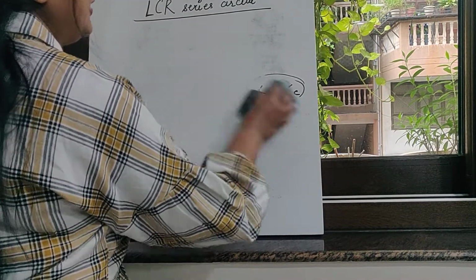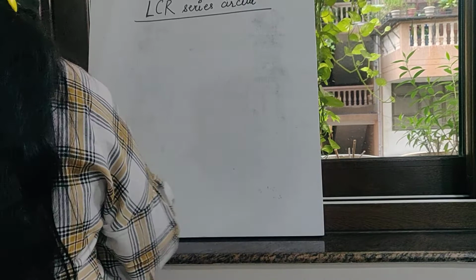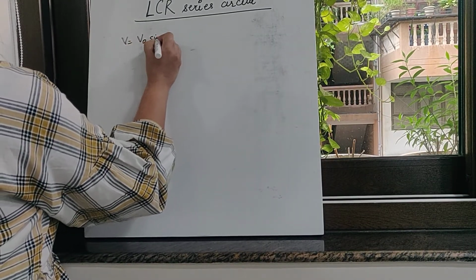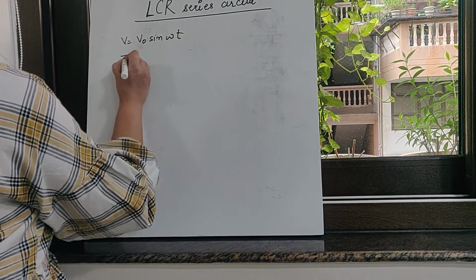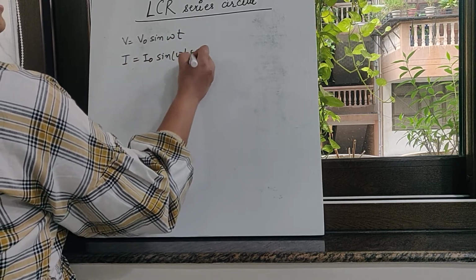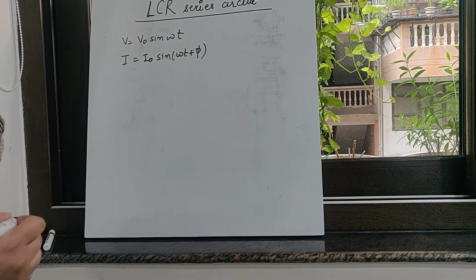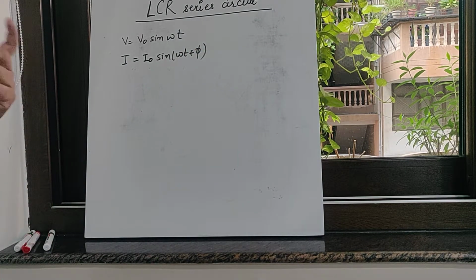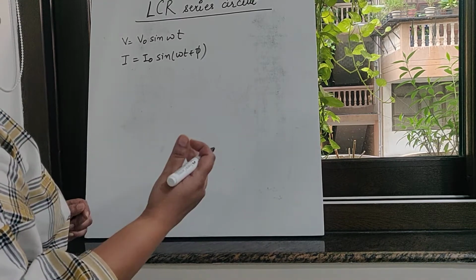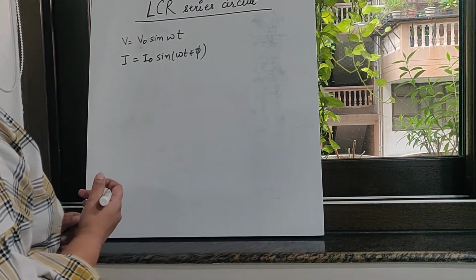So I am writing these two expressions once again, that V is equal to V naught sine omega t and I is equal to I naught sine omega t plus phi, and I've already told you that phi can be taken as positive or negative depending upon which of the two is greater or lesser. I mean VL is greater than VC or VC is greater than VL.